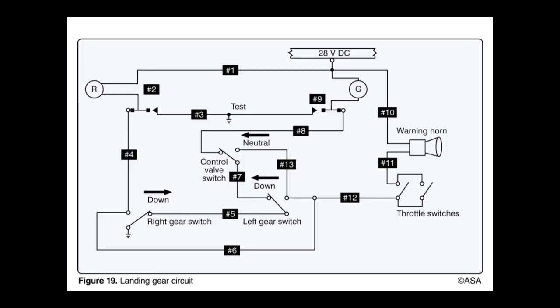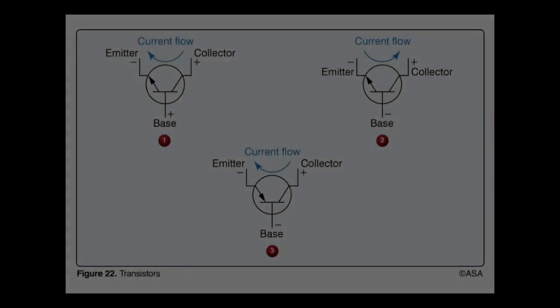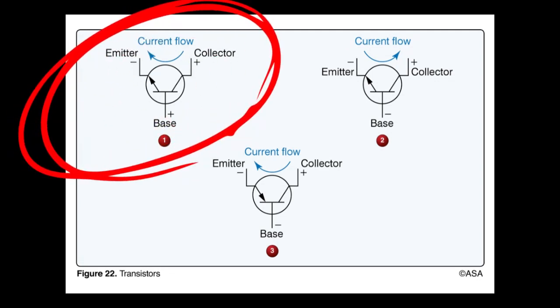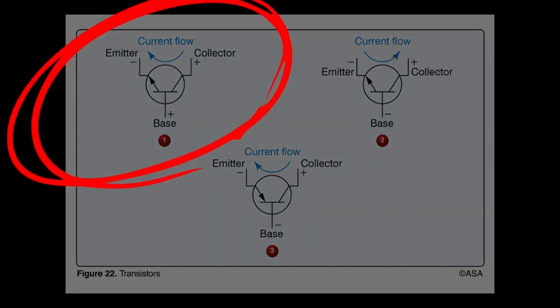Refer to Figure 19. When the landing gears are up and the throttles are retarded, the warning horn will not sound if an open occurs in wire 6. Refer to Figure 22. Which illustration is correct concerning bias application and current, positive charge, flow? Answer 1.